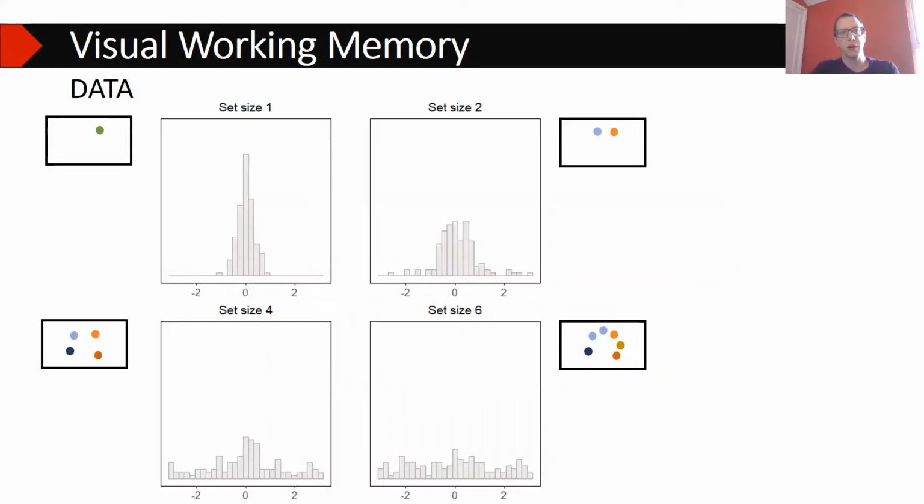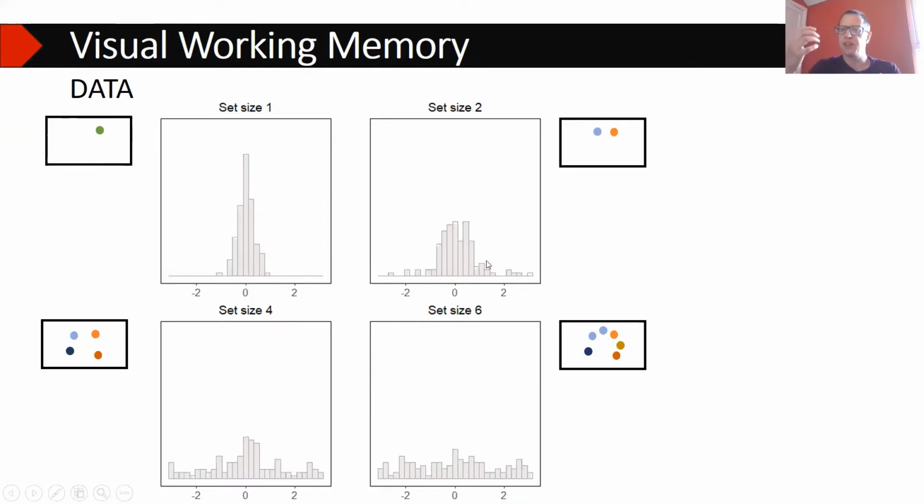So it's an individual participant's data for all the trials for set size 1 through to set size 6. Zero indicates the true color of an item, and this indicates participants' responses overall and how far they stray from the true color. And what models of visual working memory try to do is essentially fit these error distributions across these set sizes.